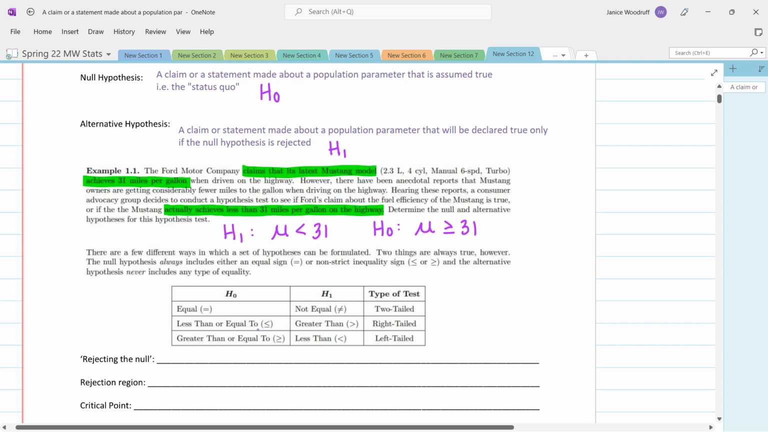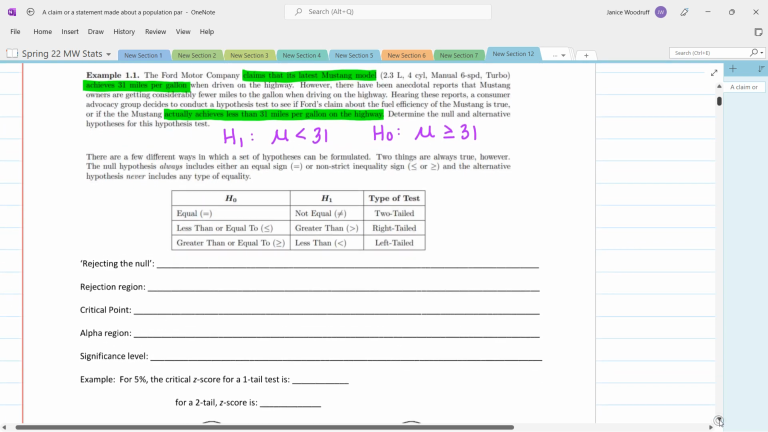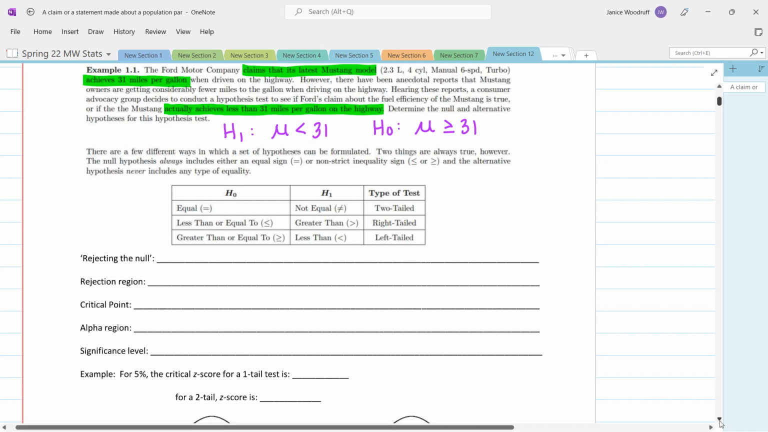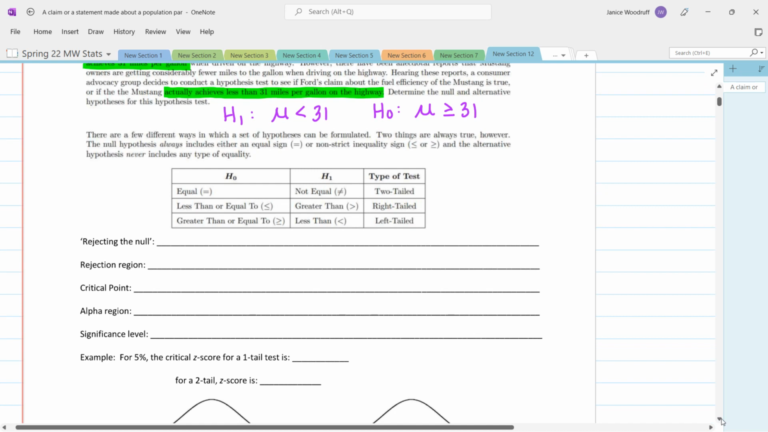If the null is less than or equal to, the opposite of that would be greater than. And if the null is greater than or equal to, the opposite would be less than. And if you look there, the type of test, when you're thinking about a normal curve, you have two tail, right tail, left tail, which we'll look at in a minute.